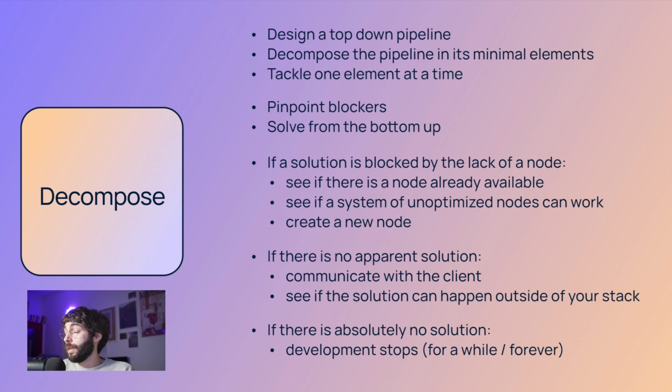Now, the last case, if there is absolutely no solution. This usually happens when there is no model for what you want to do, if you cannot train a model for what you want to do, or if the project has no budget for creating something new. Well, in this case, I'm sorry to say that development stops. If it's completely outside of the realm of things that you can do, the development stops at least for a while until a solution comes up, or forever.